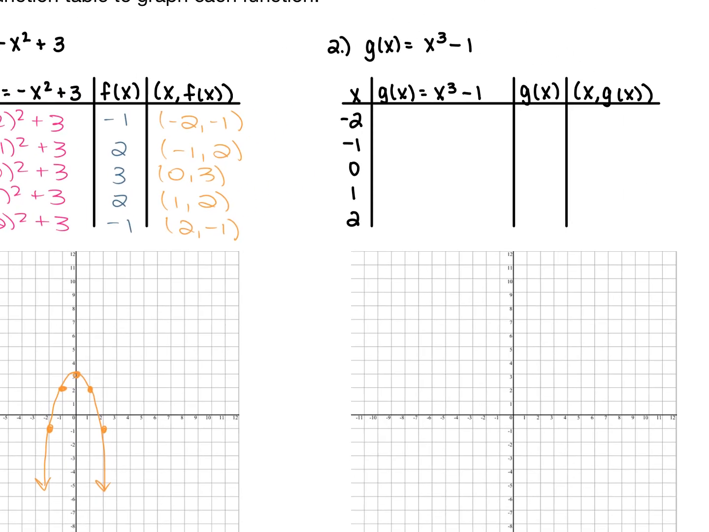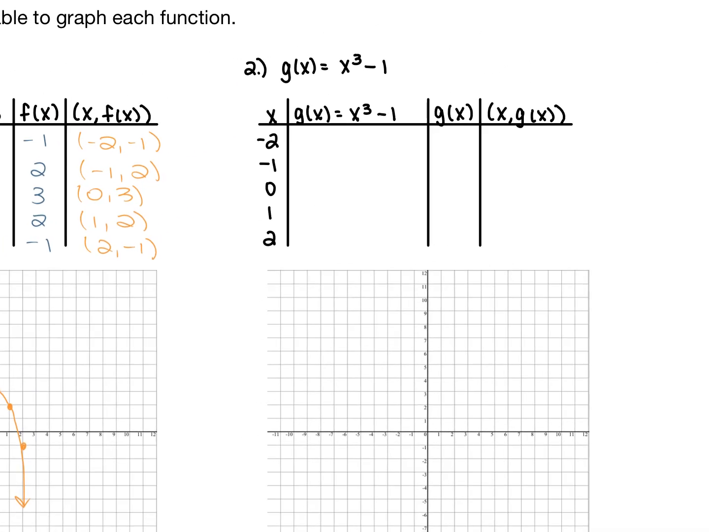For your next question, you have the function g of x is equal to x cubed minus 1. You're given x values of -2, -1, 0, 1, and 2. So again, we're going to do the same thing that we did with the last one. Go number by number for our x values, plug them in, get our g of x in this case, and then state the ordered pair. Once we get all of our ordered pairs, we're going to plot them on the coordinate plane and draw our line through them.